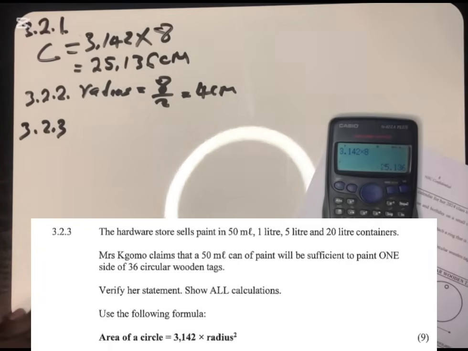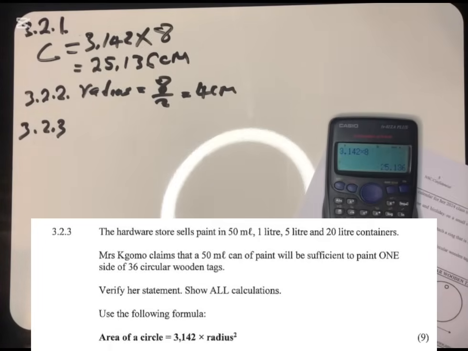3.2.3. It says that the hardware store sells paint in 50 milliliter, 1 liter, 5 liter, and 20 liter containers. Ms. Homu claimed that a 50 milliliter can of paint will be sufficient to paint one side of 36 circular wooden tags. Verify the statement, show all calculations, and use the following formula. Now they've given us the formula that we need to use to verify her claim.